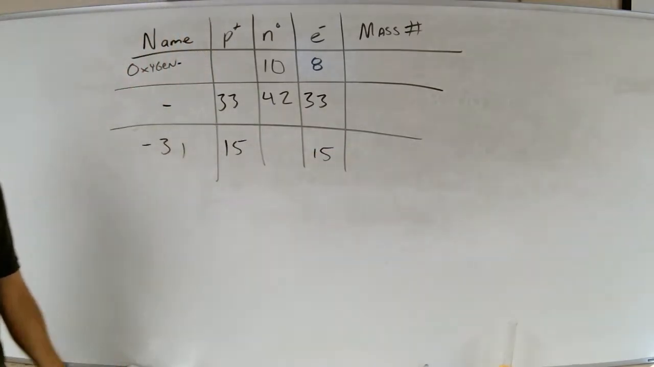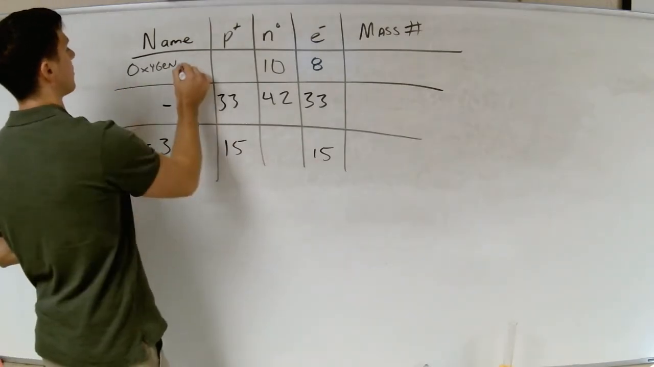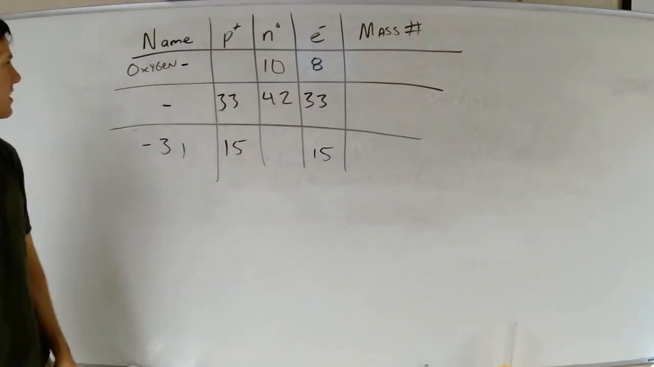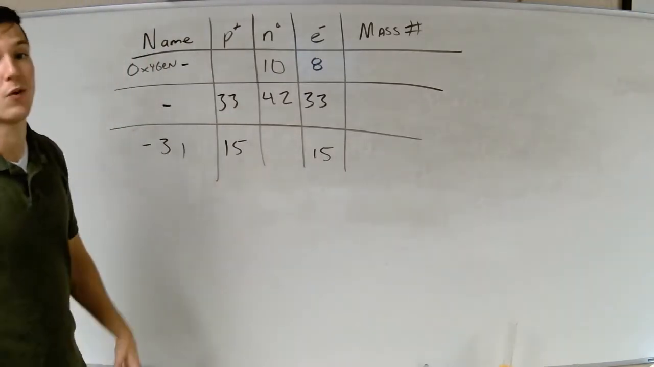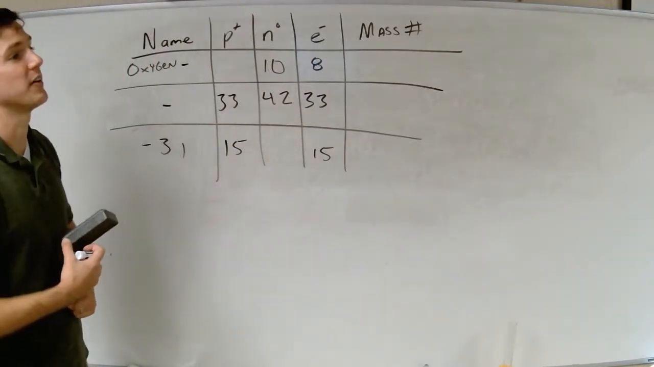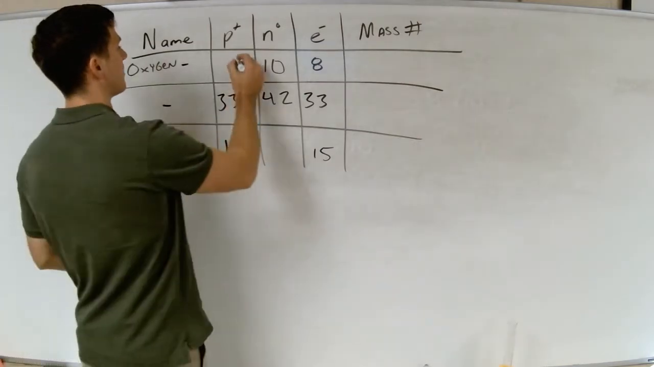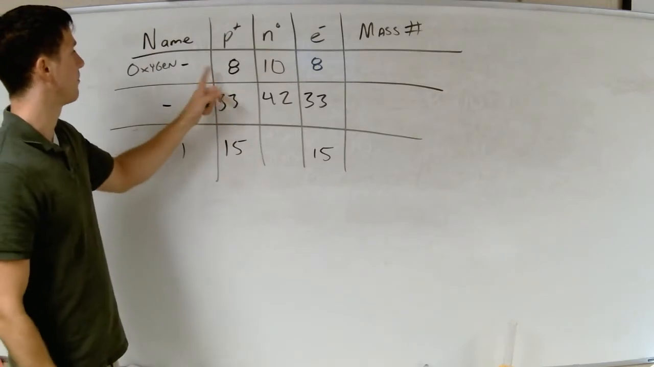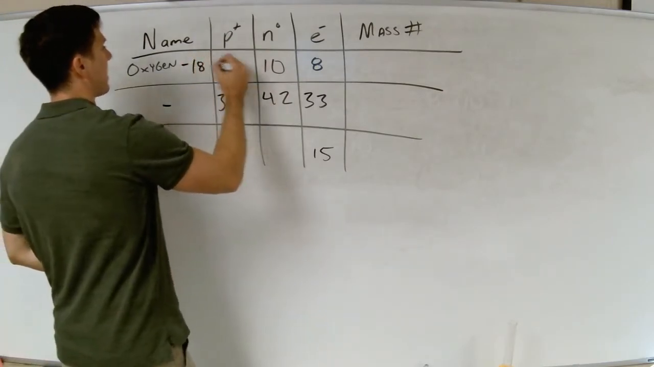Okay, so now we're just filling in the blank. If you want to pause the video here, you're more than welcome to. But I'm going to get going, okay? So I have this oxygen here, and I need to fill in mass number and protons. Well, I look at oxygen on the periodic table, and it's got an atomic number of 8, so it must have 8 protons. Well, mass number is just protons plus neutrons, so it's going to have a mass number of 18.